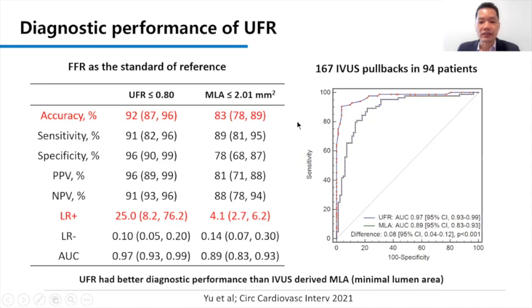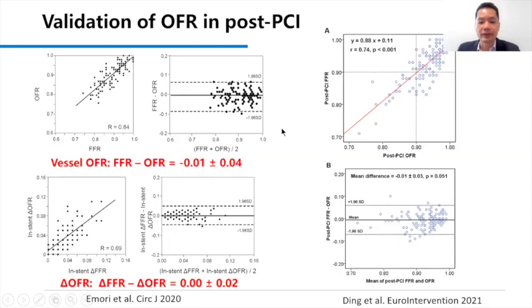So using FFR as the reference standard, the UFR has a diagnostic accuracy of 92%, significantly better than the minimal lumen area. And when a stent was used, we can reconstruct the stent structure and incorporate that in the OFR UFR combination. So these two studies were published showing that immediately after PCI, the OFR has a good agreement and correlation with the wire-based FFR.